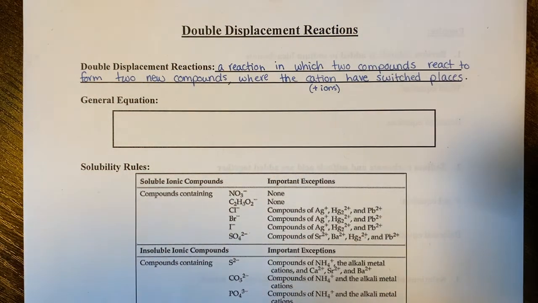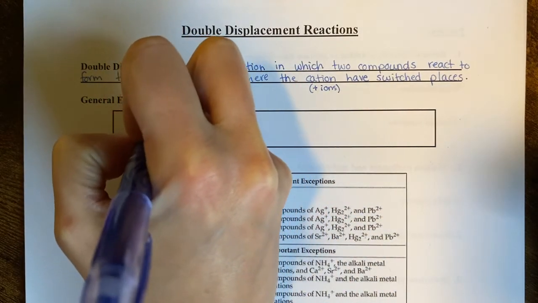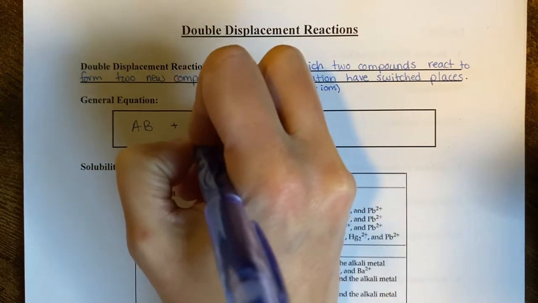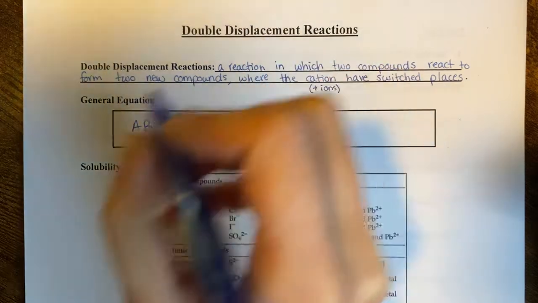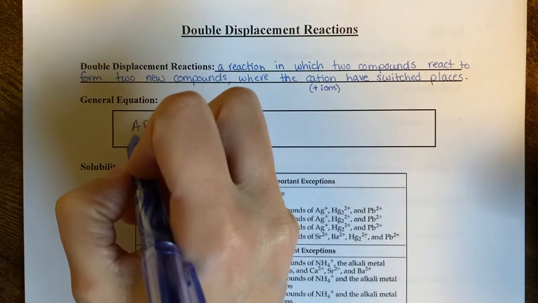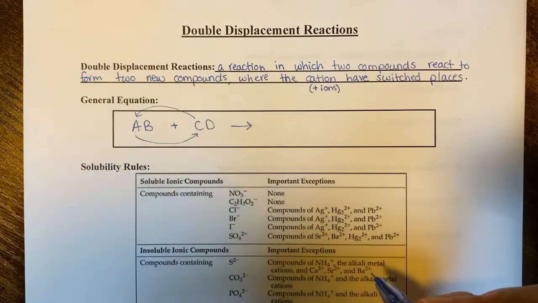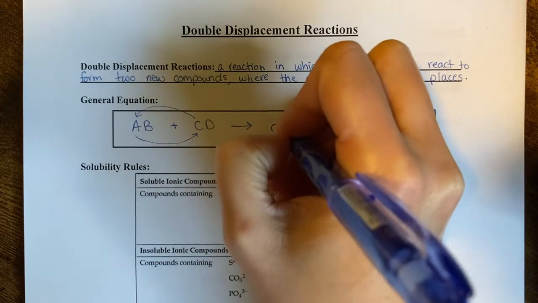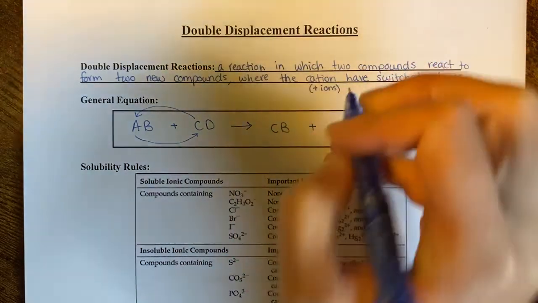Our general equation is AB, so that's the first compound, plus CD, which is the second compound, react and rearrange, and the positive halves, or the front half, of the two compounds are going to swap places to form CB plus AD.